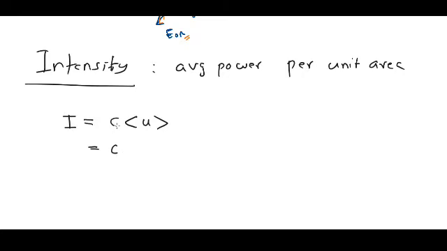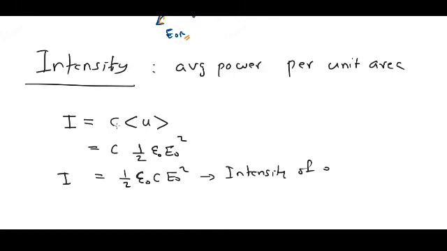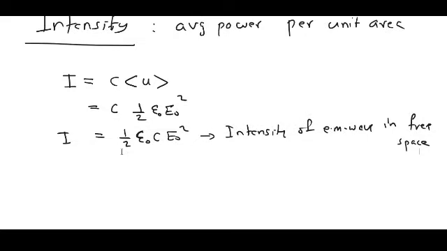This is the average of the energy density u, that is nothing but half epsilon 0 E0 square. If I rearrange the term, this will be I equals half epsilon 0 c E0 square. This is the intensity of the electromagnetic wave in vacuum or free space. But in a medium, what will be the intensity?